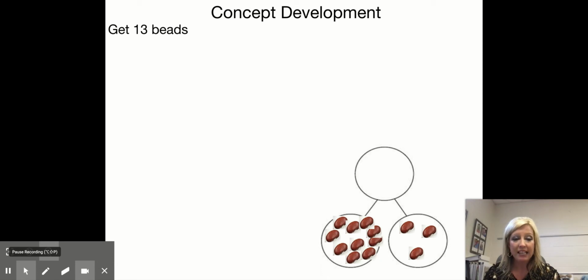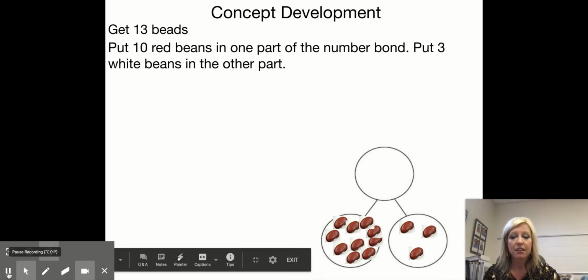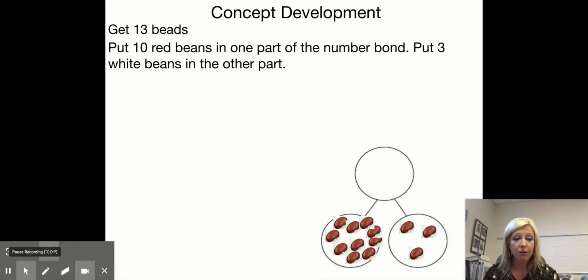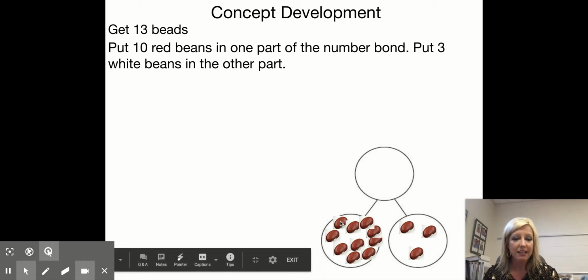For our first task, we want to go ahead and get 13 beans. Draw a number bond on your paper or your whiteboard. Put 10 of the beans in one part of the number bond. Put 3 beans in the other part of the number bond. I have mine down here for you to use as an example.